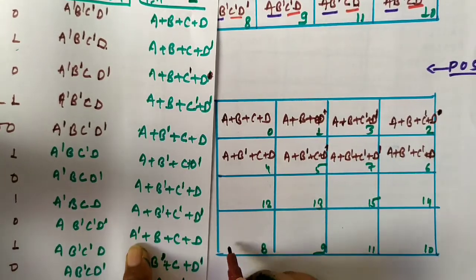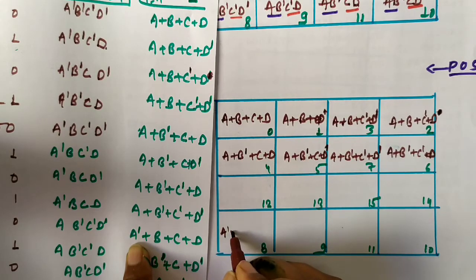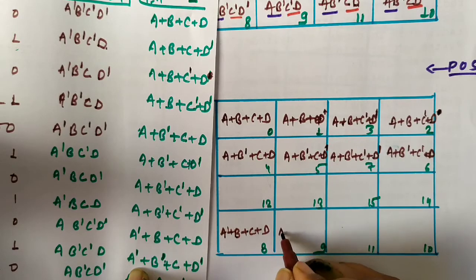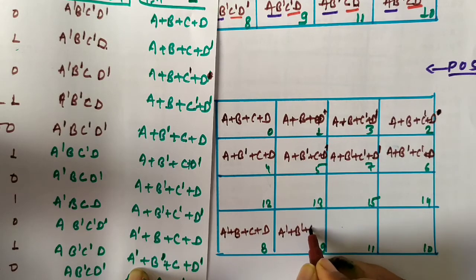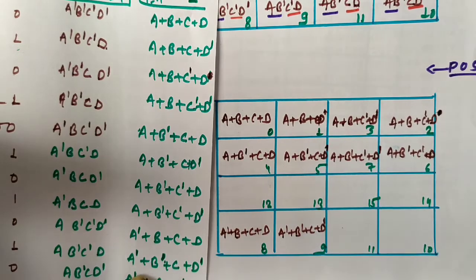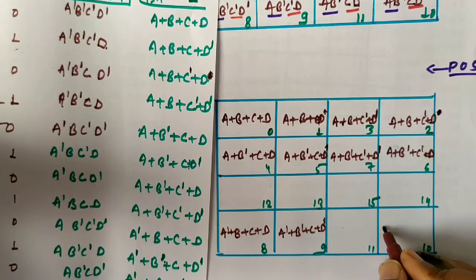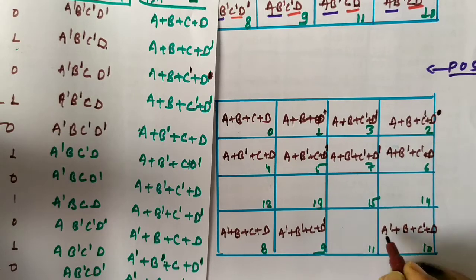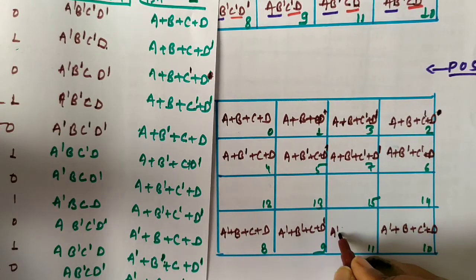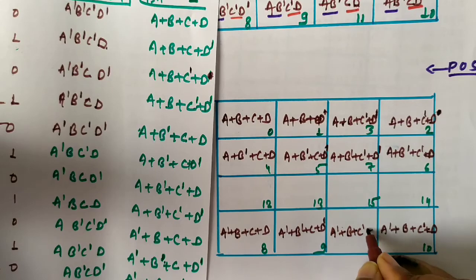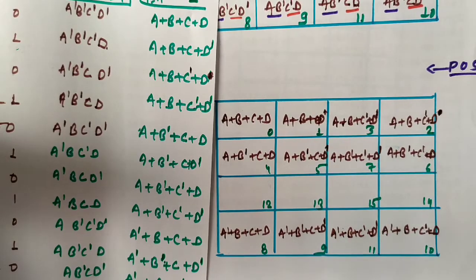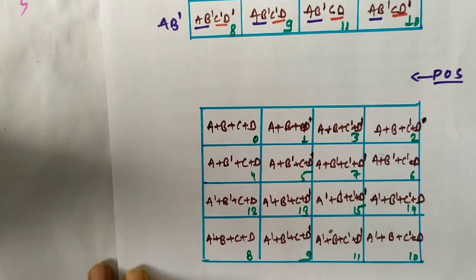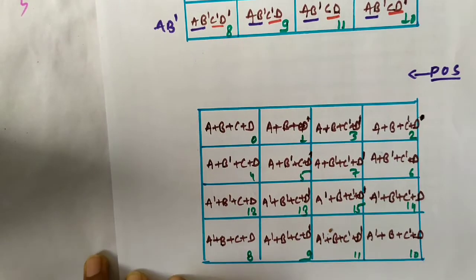8 is A dash plus B plus C plus D. 9: A dash plus B plus C plus D dash. 10: A dash plus B plus C dash plus D. 11: A dash plus B plus C dash plus D dash. So I have written all the expressions. The next step is to take a common value from the row and column.